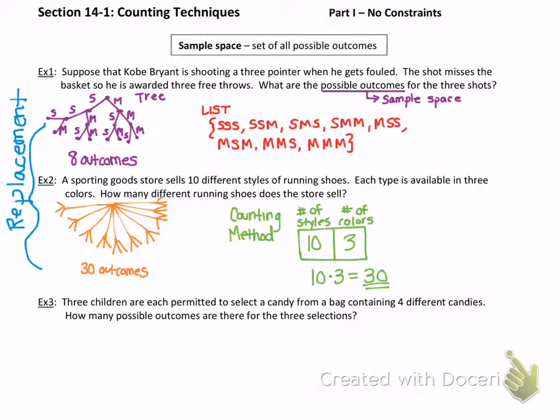However, in example 3, there is no replacement, because if there are 4 different candy bars and one is taken, then you have 3 to choose from that are different, and you can't choose that same one that was taken the first time. So we can represent this in a tree and say, okay, we have 4 different candies. So here are the 4 different candies that could be chosen. The first level is the 4 choices for the first child that picks a candy. Then after that, there are 3 candies left.